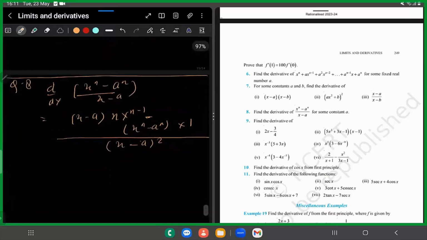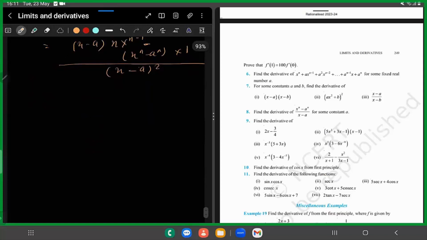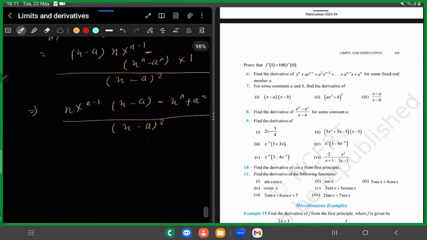Okay, so this finally produces n x to the power n minus 1 into x minus a minus x to the power n, a to the power n plus. So this is the final answer, but you can also further simplify it if you wish.